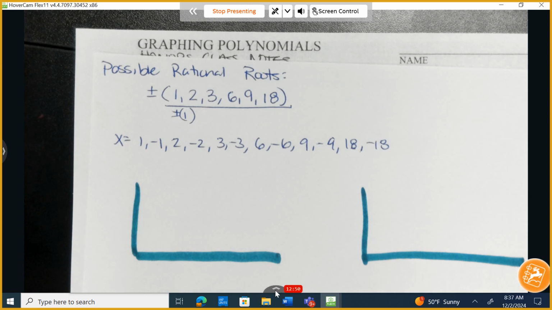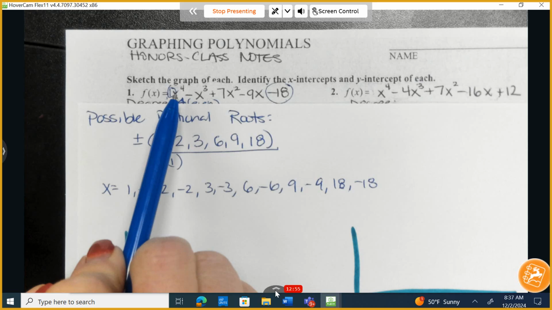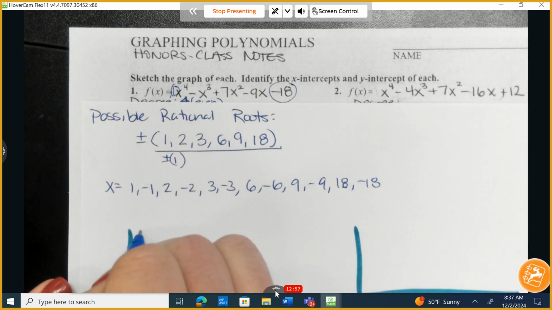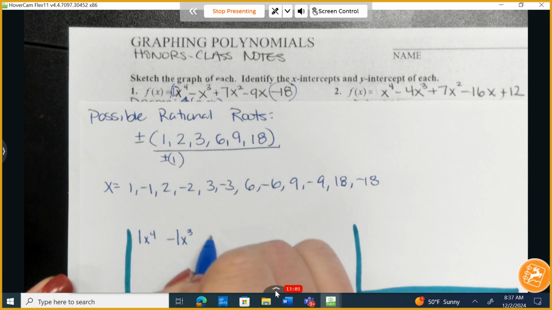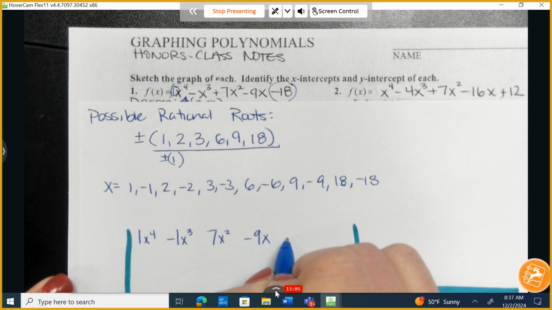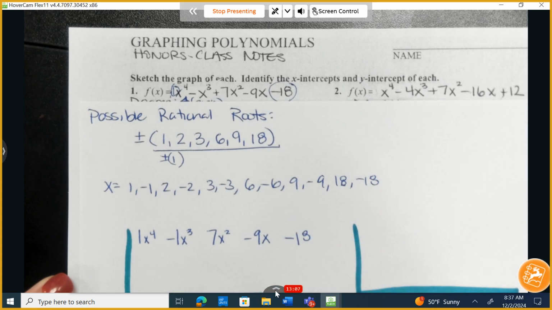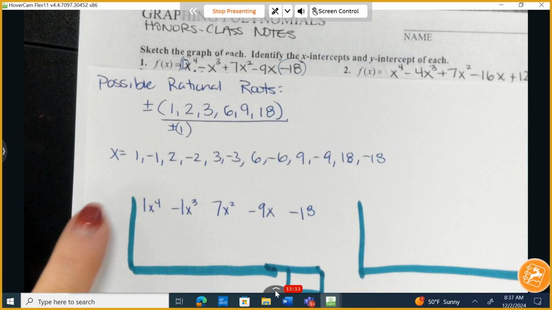When I say go, actually let me set you up with the first one here. Notice that this is to the 4th. So I have 1x to the 4th, negative 1x to the 3rd, 7x squared, negative 9x, and negative 18. And then I'm going to leave a little box at the very bottom. And if that results in a 0, then I know whatever I'm testing works.